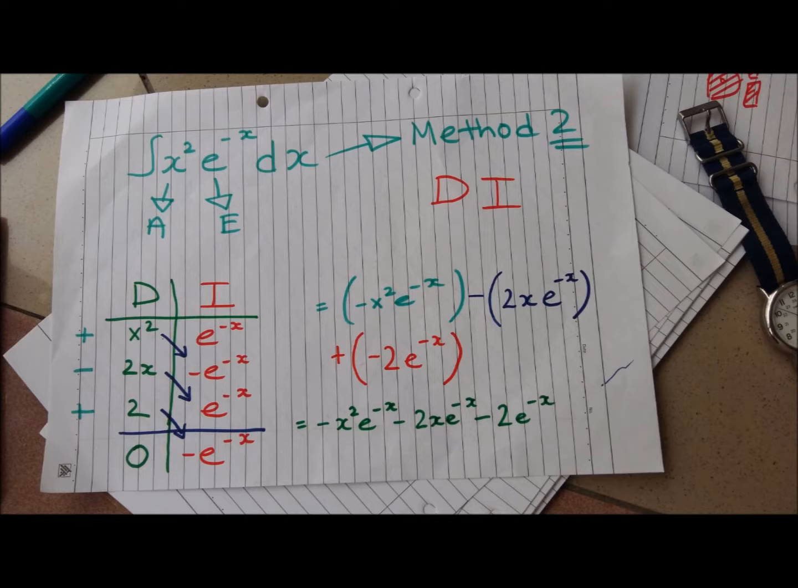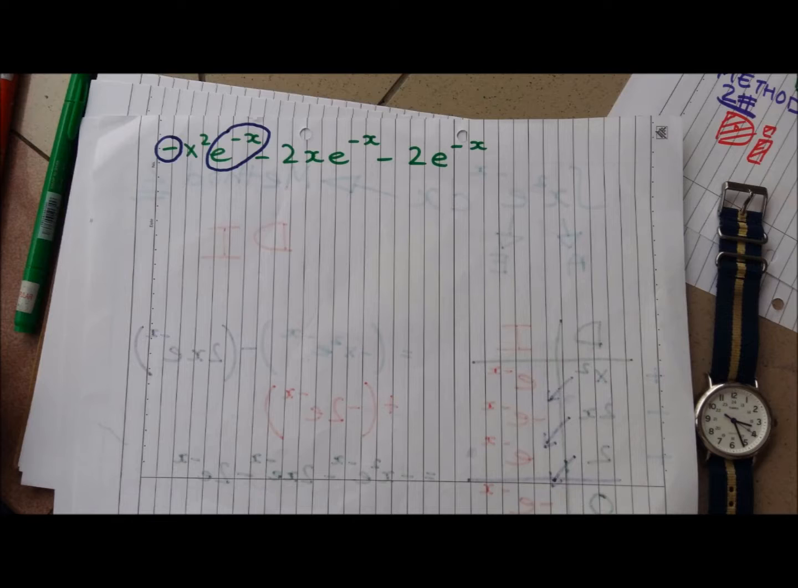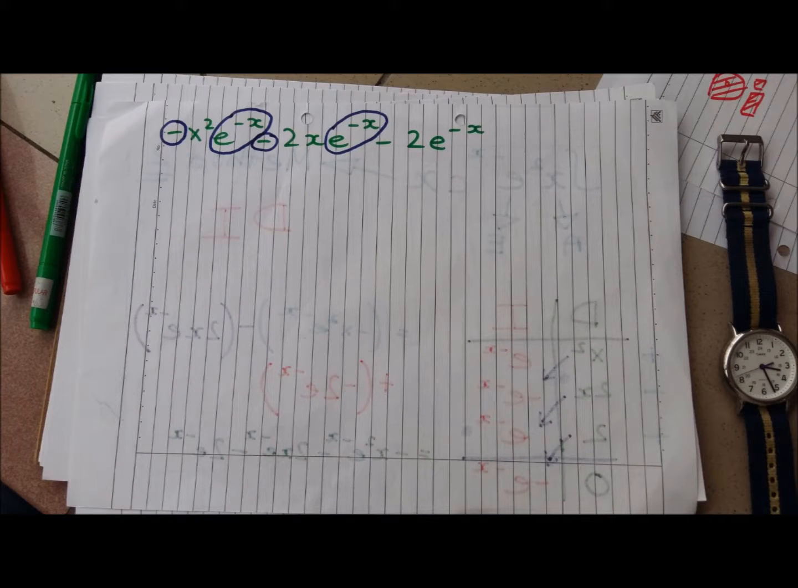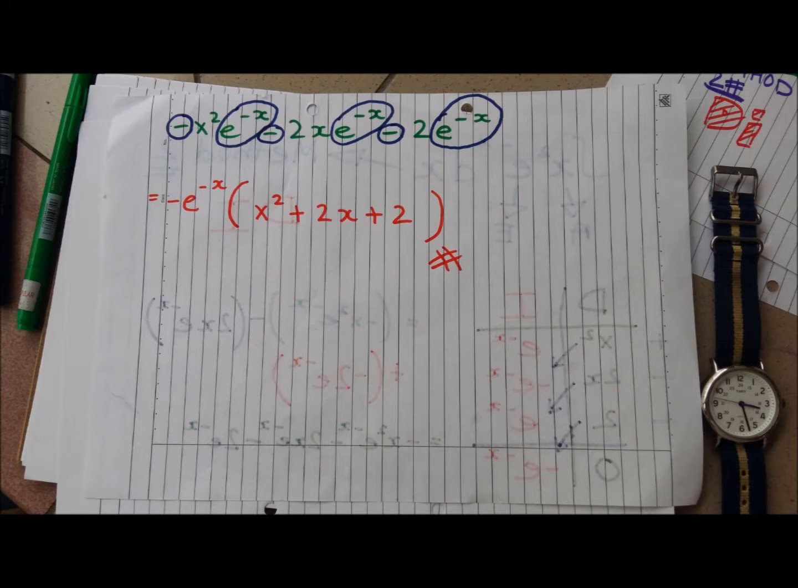Okay, hence we actually got the answer already, but we can further factorize it by taking out the common factor, which is negative e to the negative x. So identify all the common factors, and once you take them out, it's simplified, and this will be the answer.